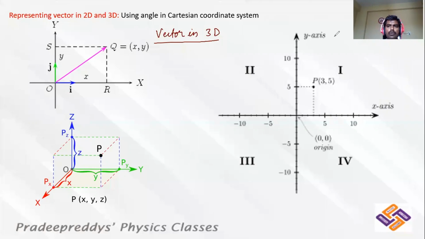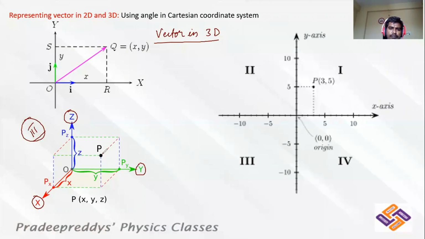Now let us see how to represent a vector in 3 dimensions. And this is a 3-dimensional figure. It has the x-axis, y-axis, z-axis, and a vector OP. This is the OP vector.